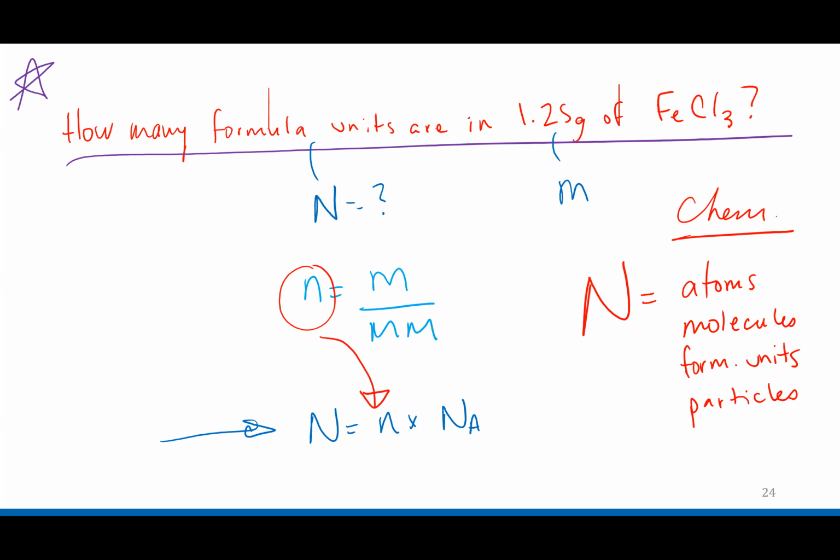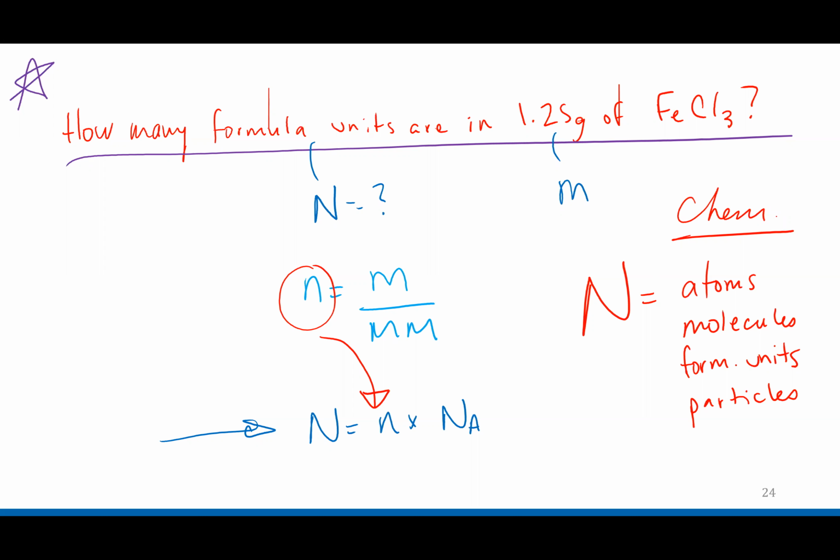Formula units, guys, are what we call ionic compounds. Molecules are what we call covalent compounds. All right, so anyways, this is going to sound weird, but I'm going to clear my screen and we're going to do this together.